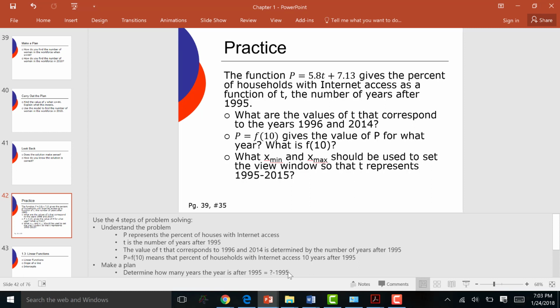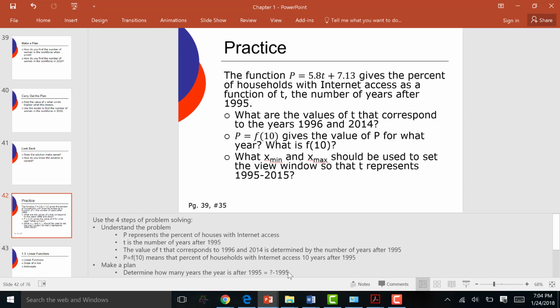Alrighty, bullet number 1. They're going to ask you to do something. What are the values of T that correspond to the years 1996 and 2014? Alrighty, so here is my question to you. What are the values of T? All right, let's go back to, you had to read the problem. We did it. You had to understand it. And then we had to say what we were given. And you said we were given what? The problem. Okay, we were given the problem.